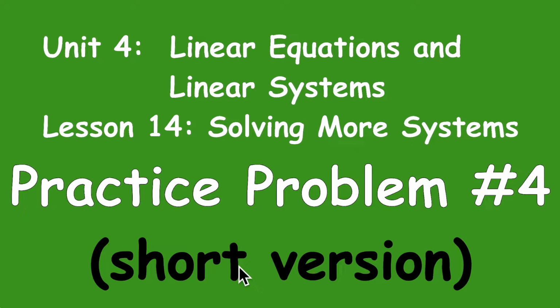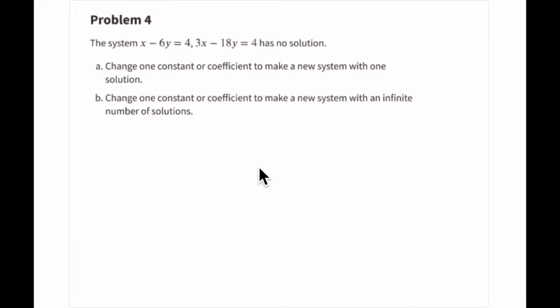This is the shorter version of practice problem number 4 from lesson 14, solving more systems, and unit 4, linear equations and linear systems. The longer version just has more detail. In problem number 4, there's a system of equations made up of two equations. This equation, x minus 6y equals 4, and the second equation, 3x minus 18y, also equals 4. And this system has no solutions.